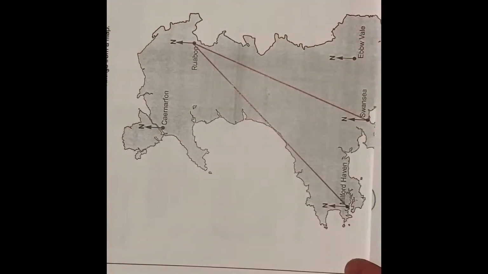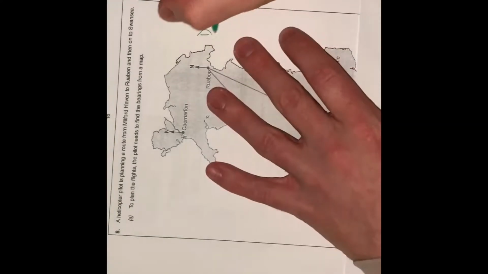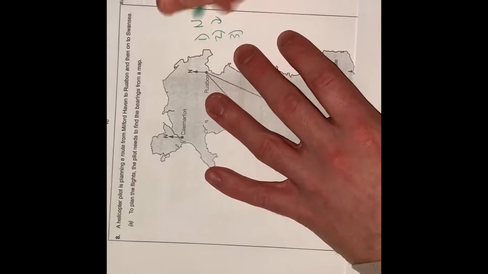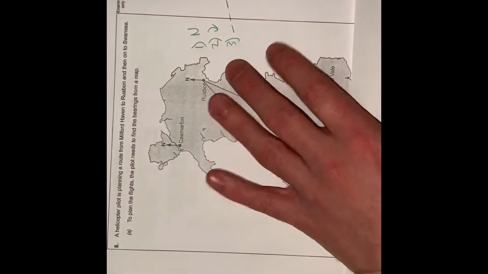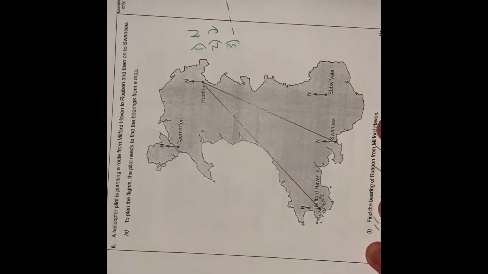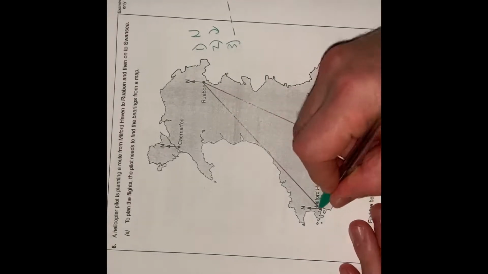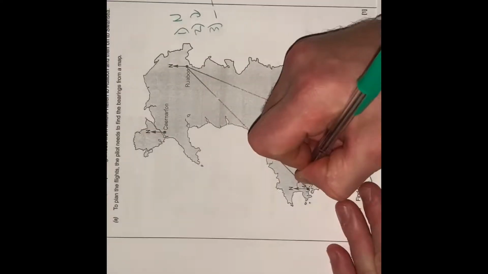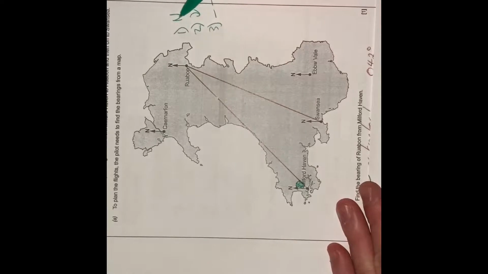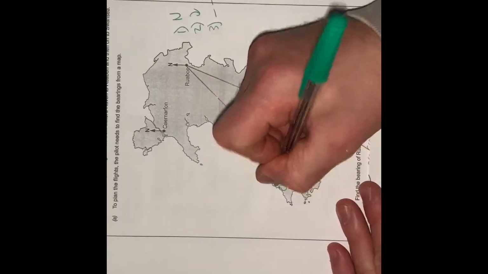A bit of bearings now then. So whenever you've got bearings, remember 3 things. You always measure from north. You always go clockwise, and there's always 3 digits in your answer. Okay. Find the bearing of Reuben from Milford Haven. So because we're going from Milford Haven, that's here, to Reuben, this is the angle we need to measure, okay? Now I said always go from north. So north has to be 0 degrees.